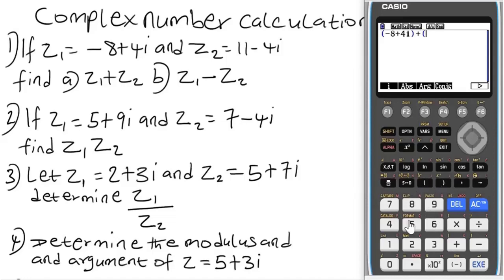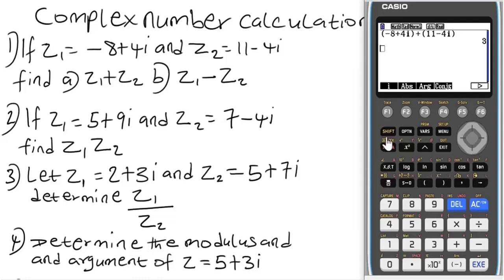Okay, so we have 11 minus 4i. That's all. Close the brackets. Now press equal to get the result or answer. Let's press execute. So the value or answer is 3. It's as simple as that, guys.